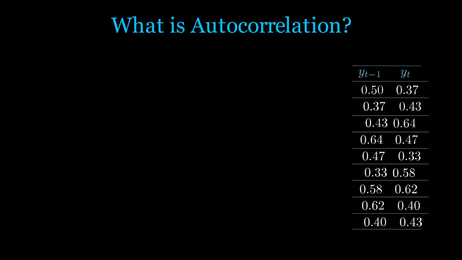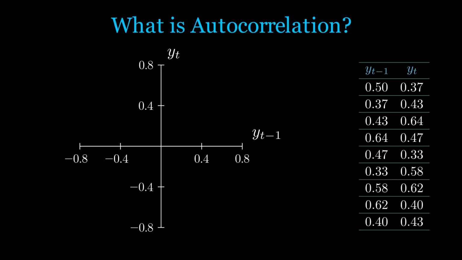Now, let's get rid of t and just look at the relationship between y_t and its past self. We can plot these pairs one by one. Here's the point for t equals 2, appearing at an x-axis value of 0.50 and a y-axis value of 0.37. Next, we have the point for t equals 3, appearing at 0.37, 0.43. For t equals 4, we have the point 0.43, 0.64.